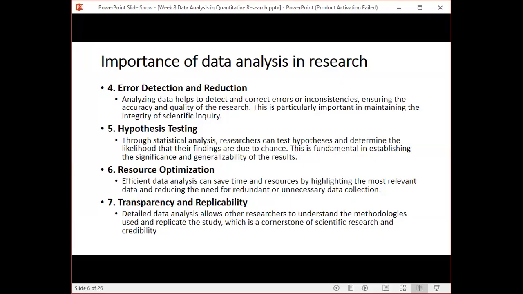Okay, it helps in transparency and replicability. Once you show how you did it, others can equally decide to replicate it. And I'm sure some of you have research topics that you've seen in other places, not Ghana, but you feel that you can do this for Ghana. It's good to replicate. There's no problem with that.